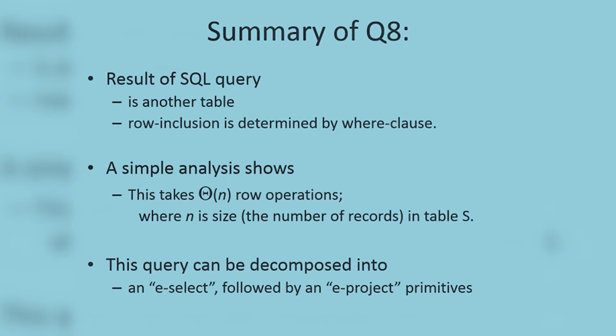Summary of query page. The result of an SQL query is another table. Row inclusion is determined by the where clause. A simple analysis shows this takes n row operations, where n is the size, the number of records, in table S. This query can be decomposed into an eSelect followed by an eProject primitive.